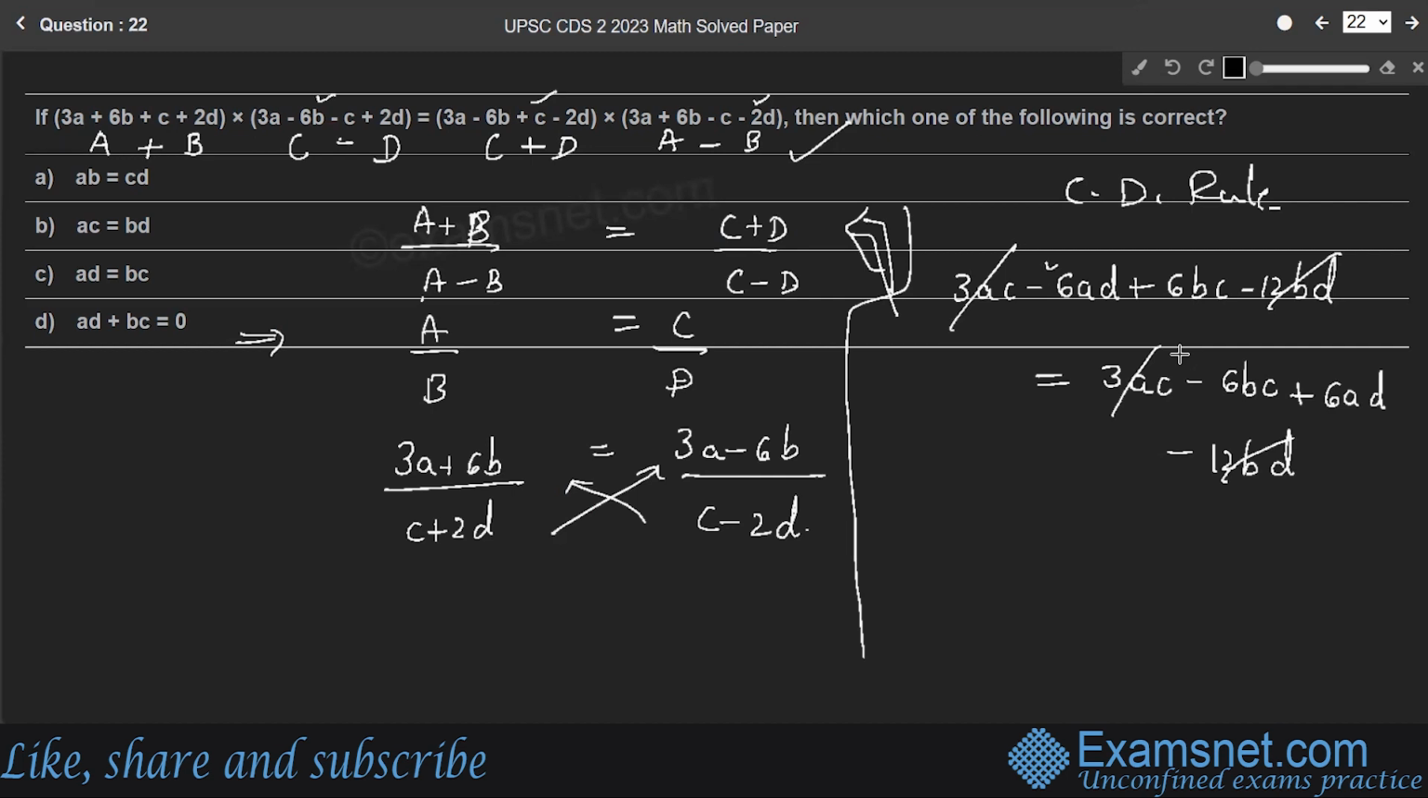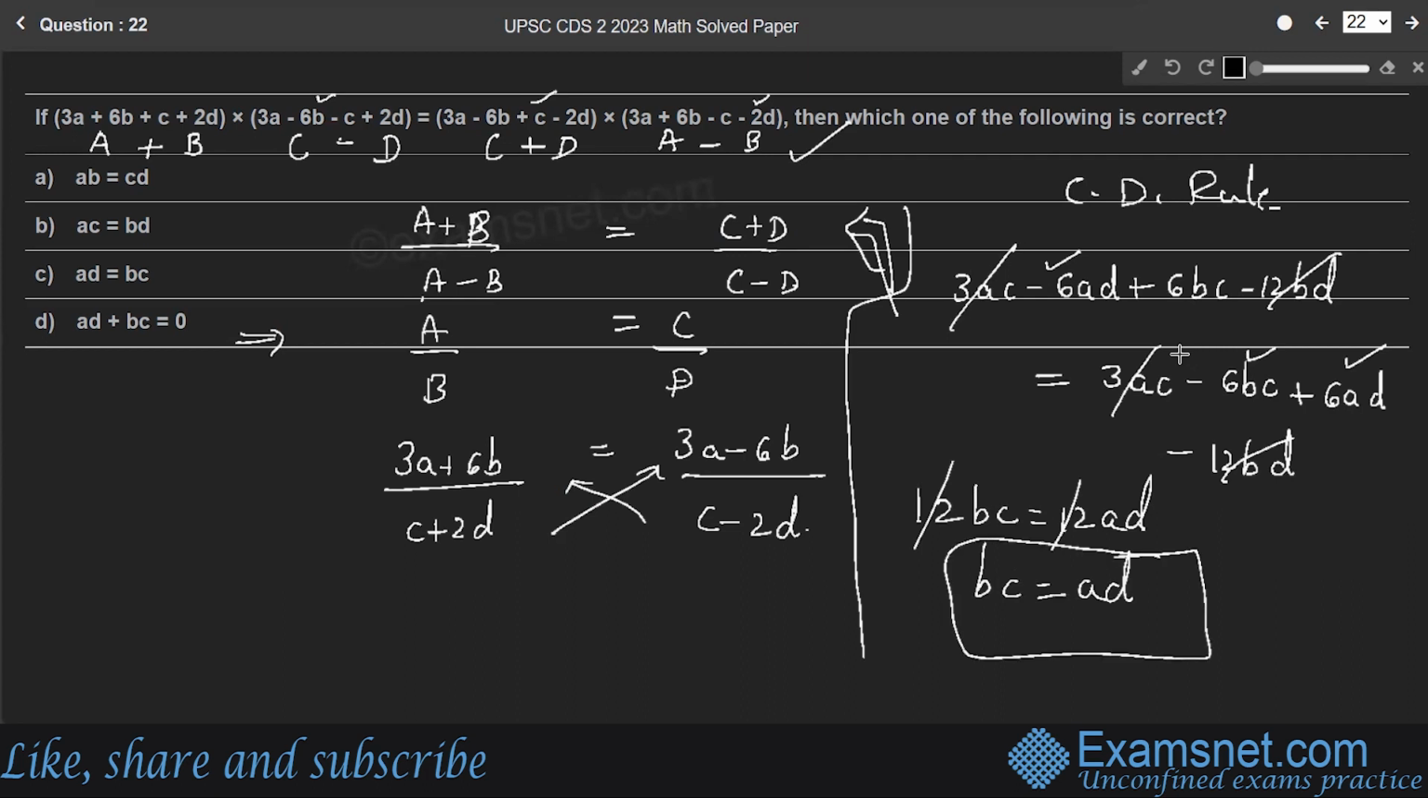And we have minus 6AD, take this to the right hand side, and minus 6BC to the left hand side, right? It becomes 12BC is equal to 12AD. 12 and 12 will get cancelled. Therefore, BC is equal to AD, right? BC is equal to AD. Hence, option C is the right answer.